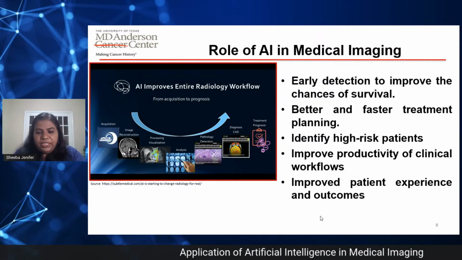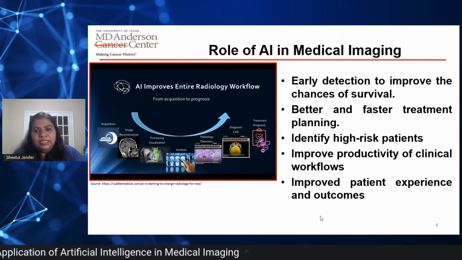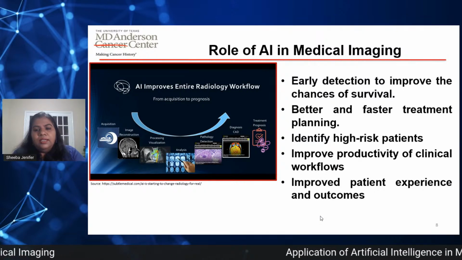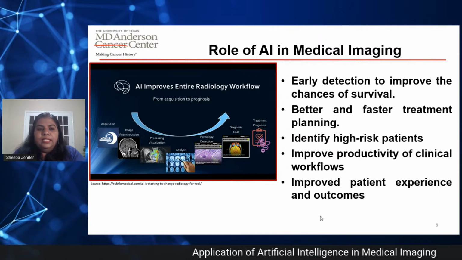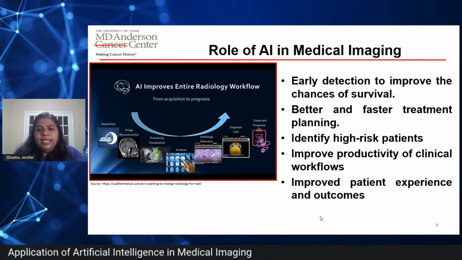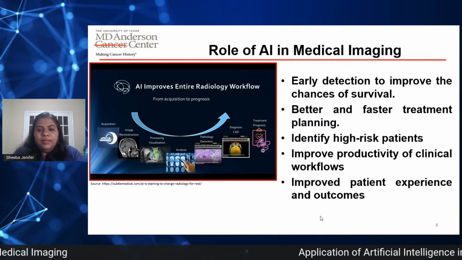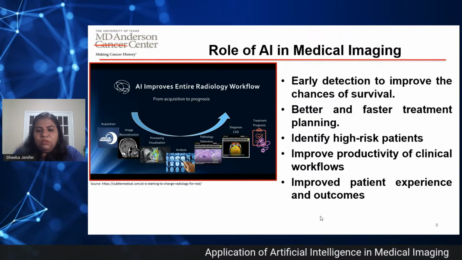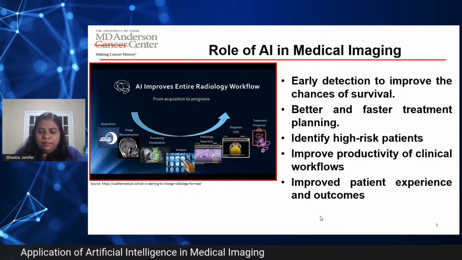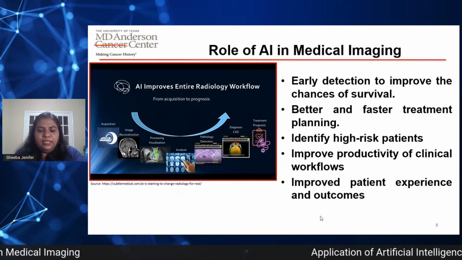And it also improves the productivity of clinical workflows. So the papers I'm going to discuss today mainly focus on this productivity of clinical workflows, how AI can help in the smooth running of the workflow. And another advantage is improved patient experience and outcomes. Yes, so we have patient care, and better outcomes will mean a better life for the patients. So there are many such advantages of AI in the medical field.